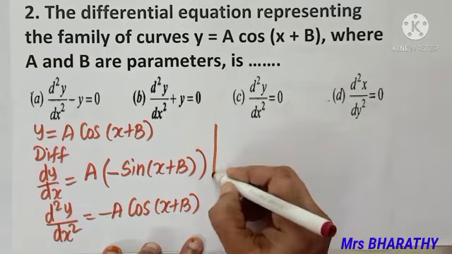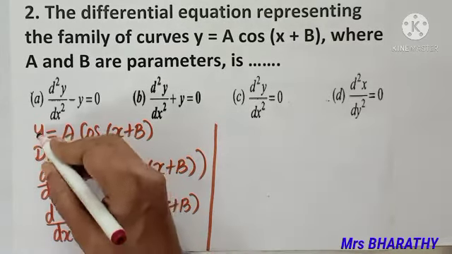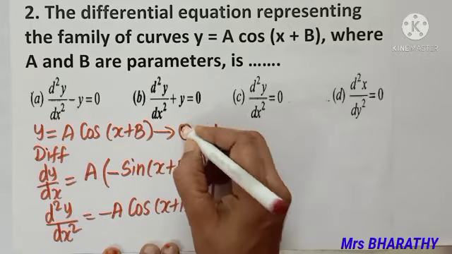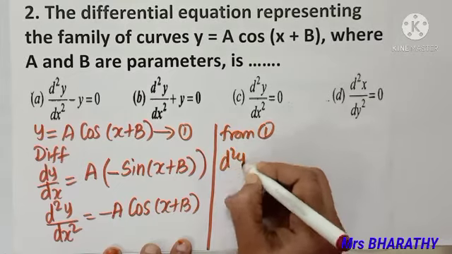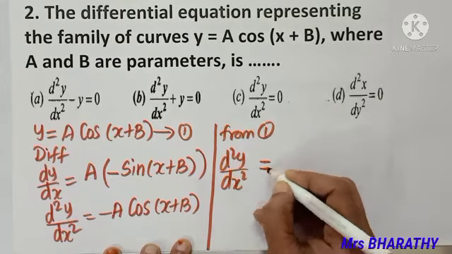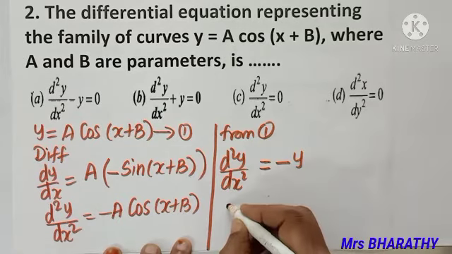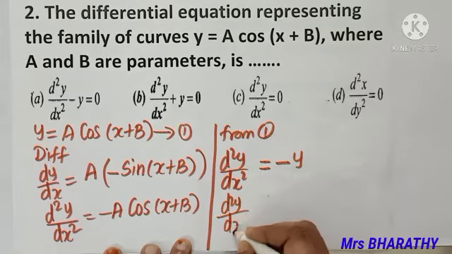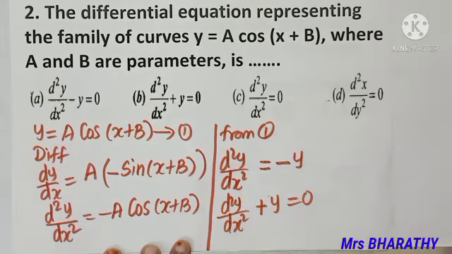Now, wherever a cos x plus b comes, I can put y from equation 1. So, from 1, I can write d square y by dx square is minus y. Bringing to the left side, it is d square y by dx square plus y equals 0. Out of the 4, we have option B as the right choice.